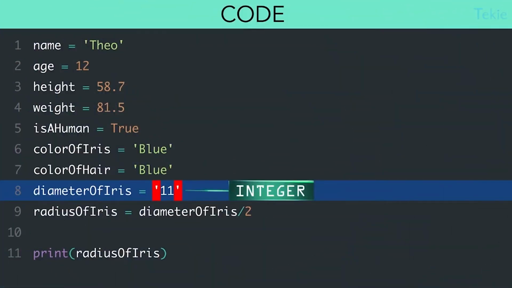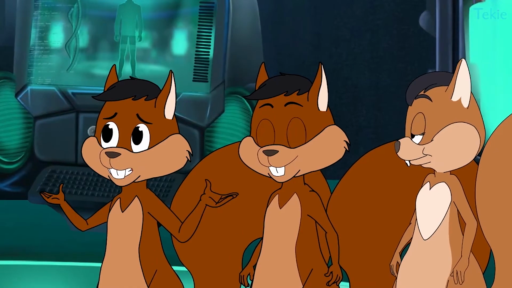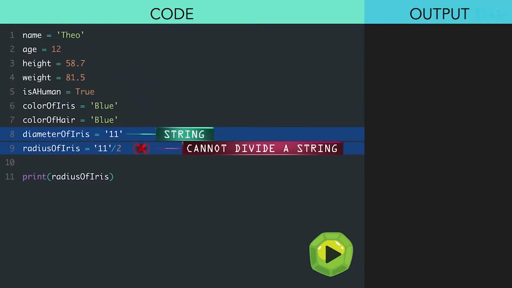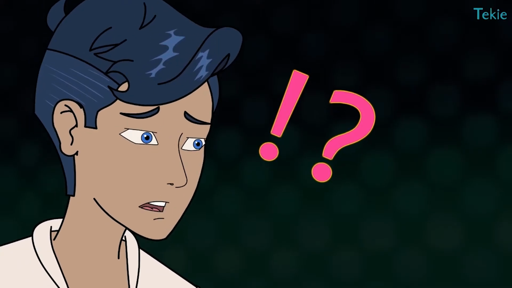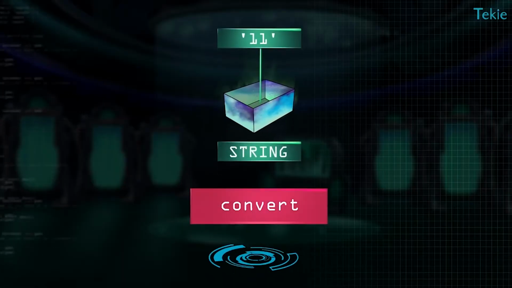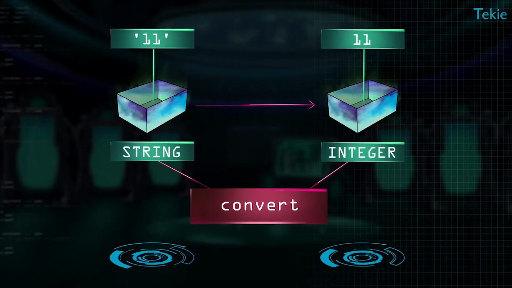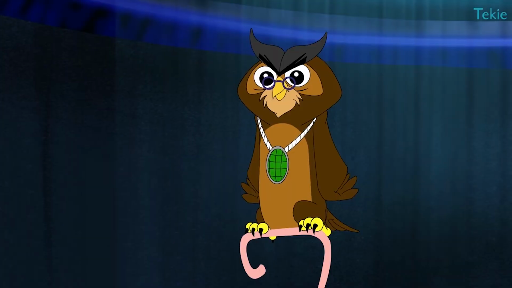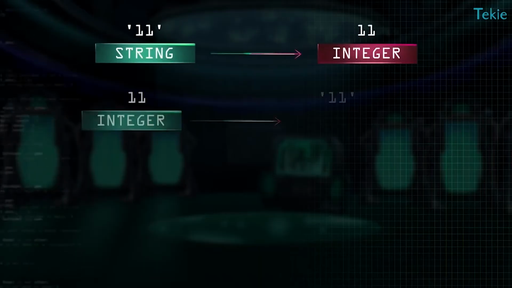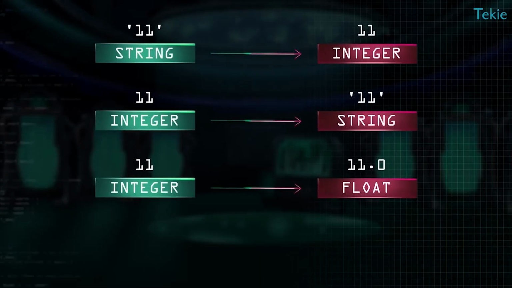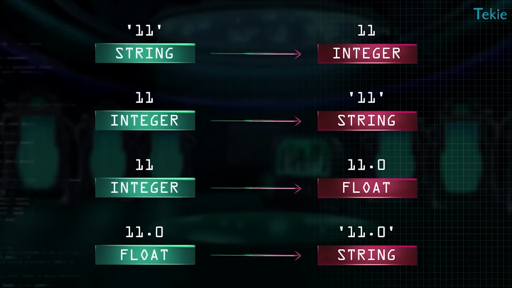Anything in between quotes is a string for Mr. Python. Even numbers? Yep. And you can't apply math on string. Then how do we do it? Well, you can convert it to an integer. We can? Yeah, Mr. Python allows us to convert one type to another.